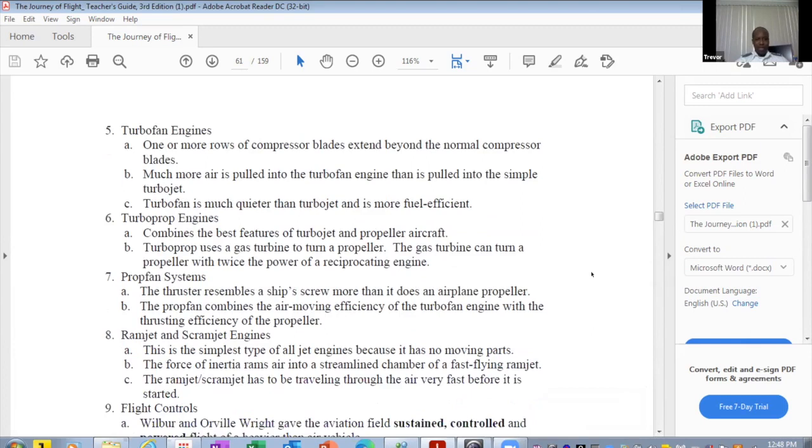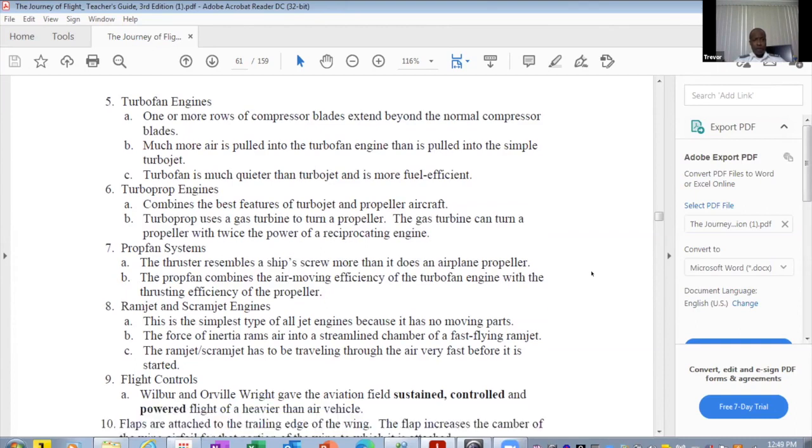So the turbofan engine has one or more rows of compressor blades that extend beyond the normal compressor. All those blades are in a symmetrical form, so they are all in one straight line. You have the low compressor section, then the high compressor section. The air is being compressed, ignited, and goes through the end of the high compressor, which produces a large amount of power or thrust, which causes the aircraft to move forward.